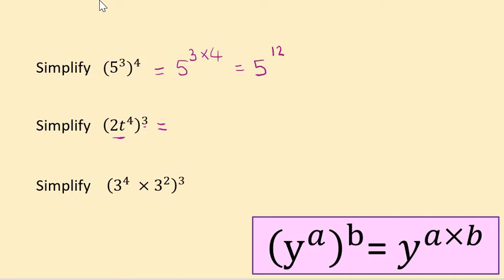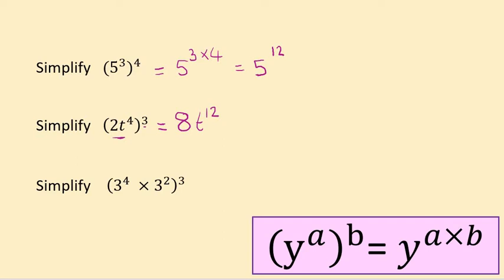So 2 cubed is 2 times 2 times 2, well 2 times 2 is 4, and then times that by 2, 4 times 2 is 8, so 2 cubed is 8. And then I'm going to have t to the power of 4 times 3, and that's going to be t to the 12. So the answer is 8t to the 12.